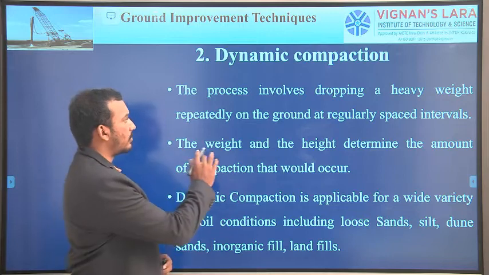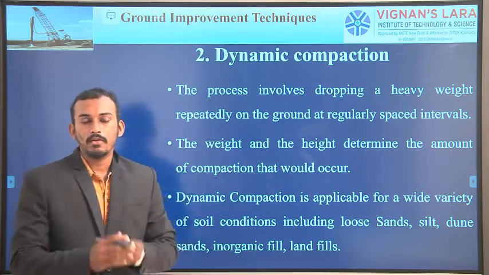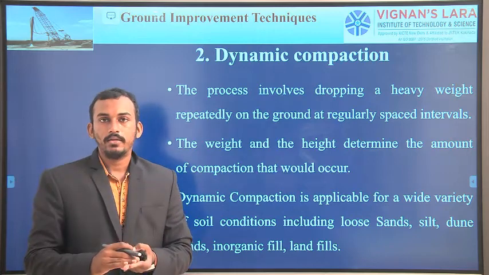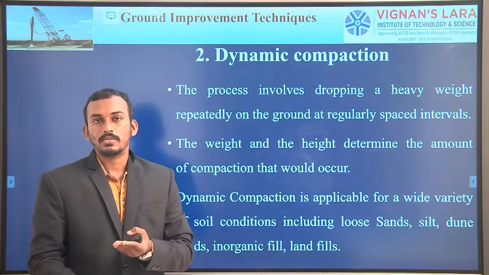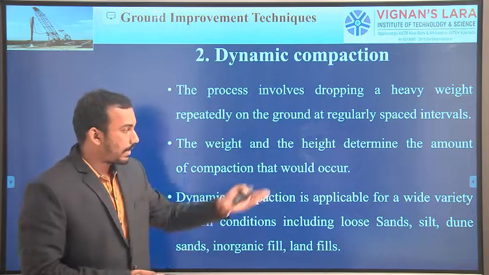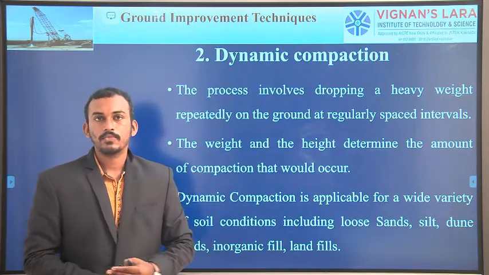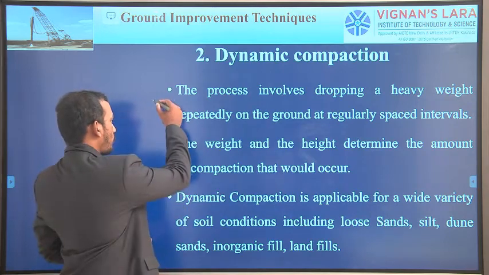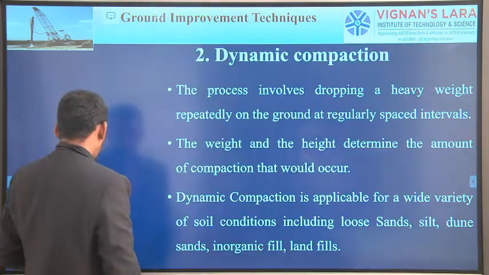Dynamic compaction means dropping a heavy weight from a certain height. Due to the dropping of the heavy weight, it generates stress waves or vibration waves that penetrate through the soil, which helps to compact the soil. So let's see. The first point is what dynamic compaction involves.